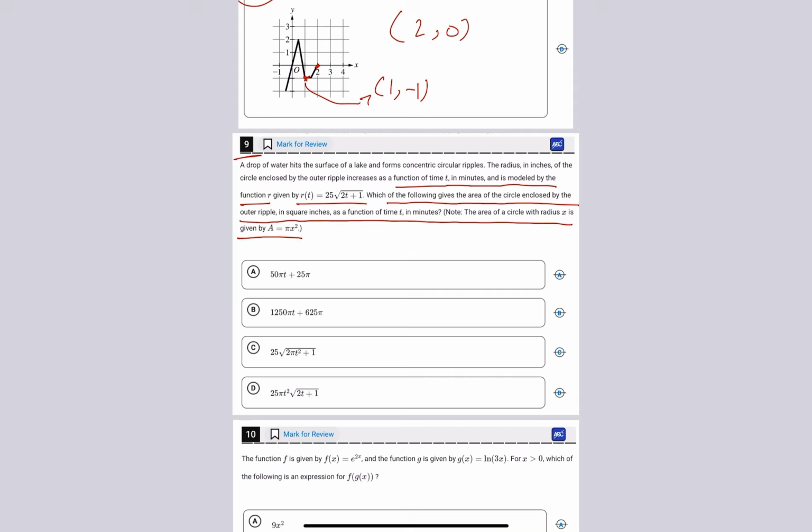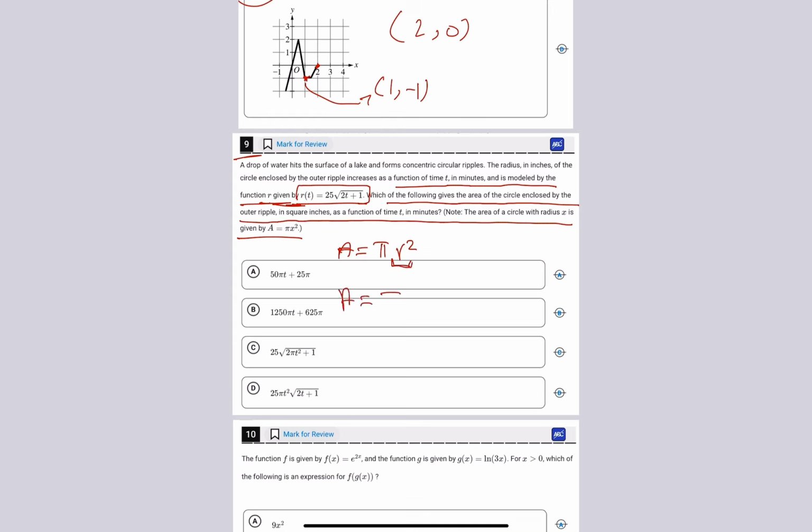So we're searching for the area. We have the radius. This is the radius, right? Yes, it is. And we know that the area equals pi r squared. So what they're asking us is to find the area as a function of time. So instead of writing r or x, we're just going to have to substitute the radius for r.